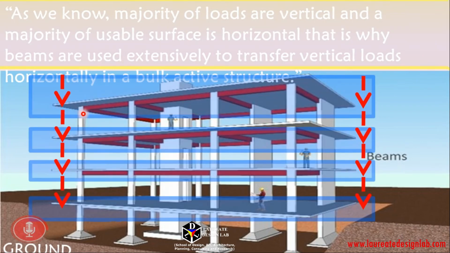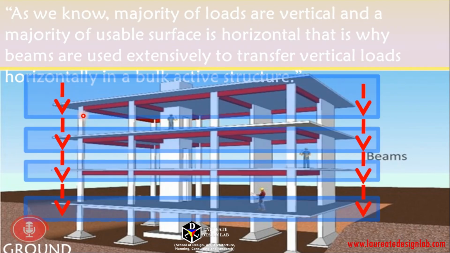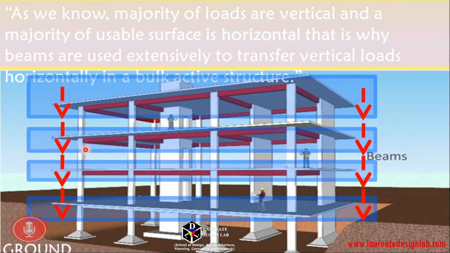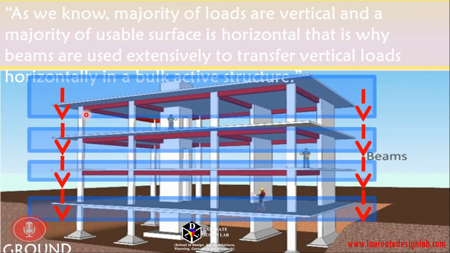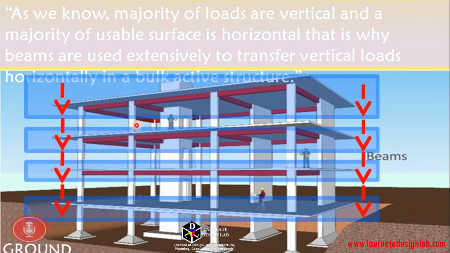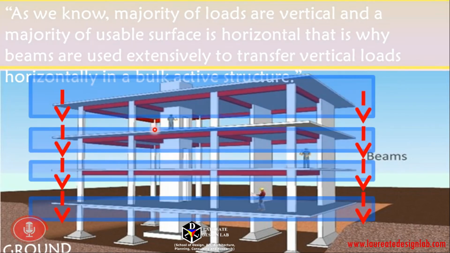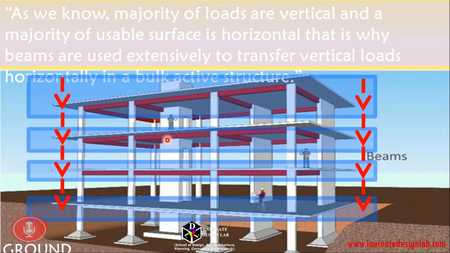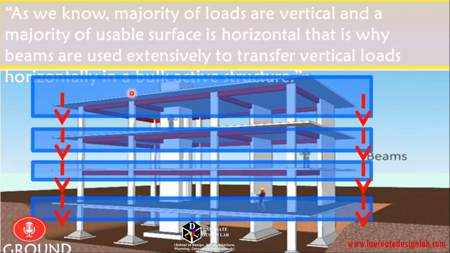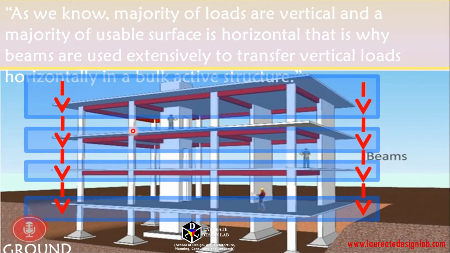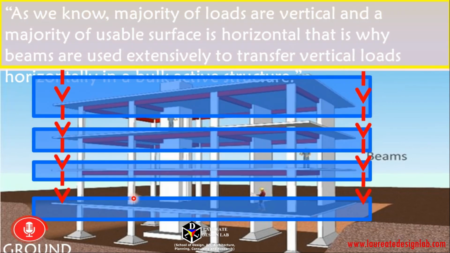So in an RCC rigid structure or bulk active structure, we need to have a huge number of vertical support elements, the columns, and horizontal support elements, the beams, because these two elements take the loads of the slabs coming onto them. Say this particular sketch has four slabs, so the combined load of the four slabs is taken by the beams and the columns to the ground.